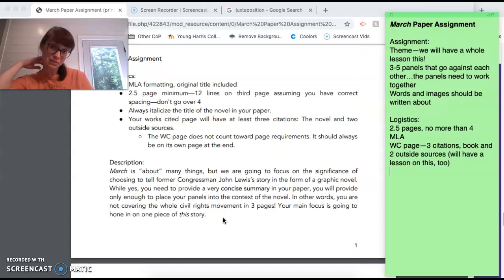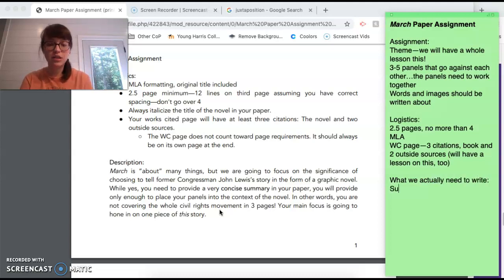Okay, the description. I am not going to read all of this to you, but I want you to read it on your own so that you have an introduction to the novel. It's about and written by former Congressman John Lewis, who recently died, actually, and so you might have seen him in the news if you haven't heard about him previously. But this third line down, while yes, you need to provide a very concise summary, now we're getting to what we actually need to write.